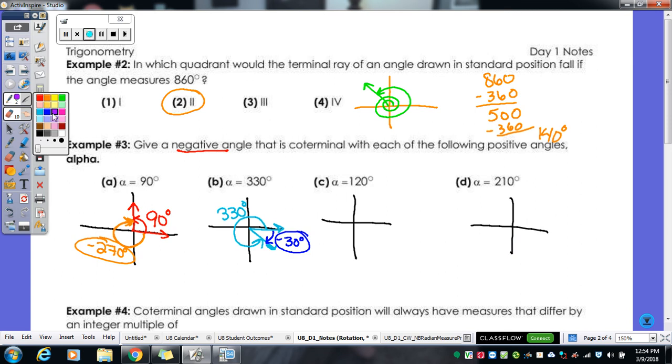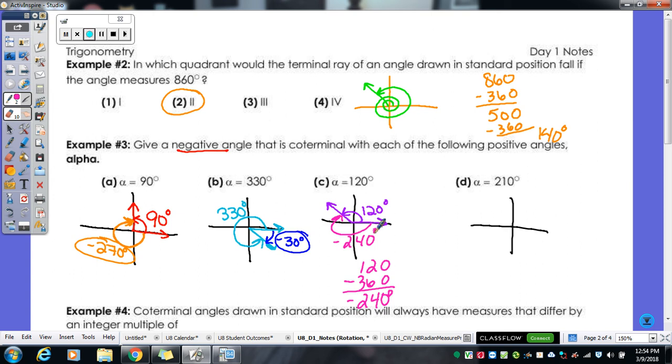So for C, what quadrant is 120 in? Quadrant 2. Wait, can't we just subtract? So 360 minus 120 is 240. But since I want the negative one, I would actually do 120 minus 360, and it would be negative 240. But yes, that is another way we can do it. Subtract them.